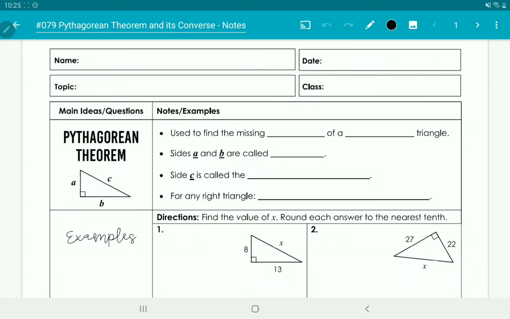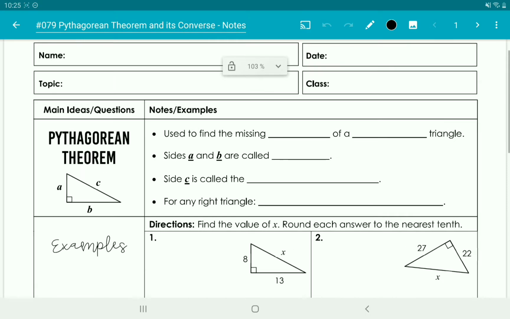Hey guys, so we are going to be looking at the Pythagorean theorem today. You've done it before. We're just going to go over it a little more in depth. So the Pythagorean theorem is used to find a missing side of a right triangle. This can only be used for right triangles. It's not the case for other triangles.